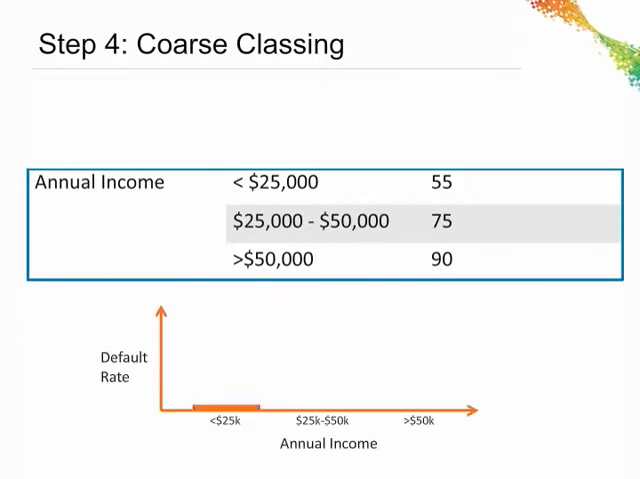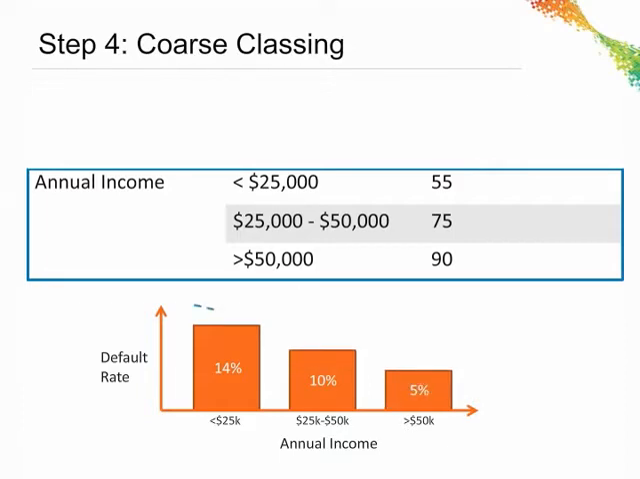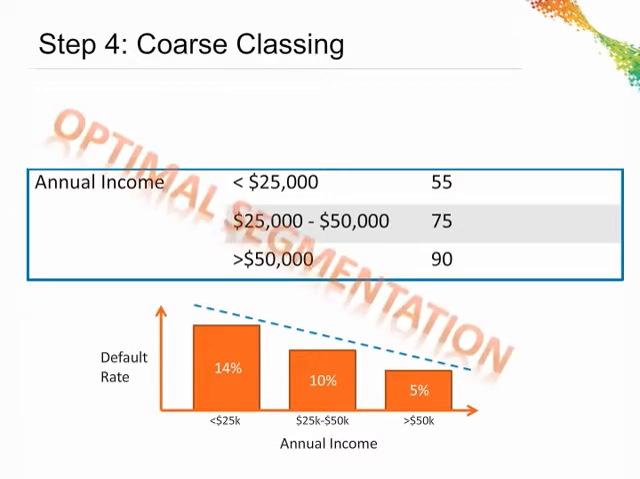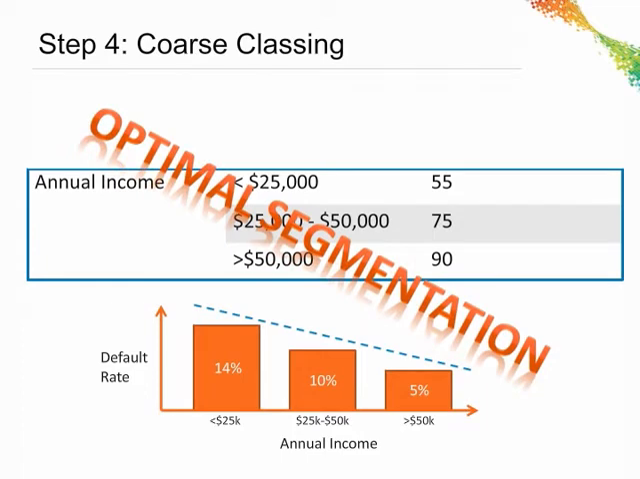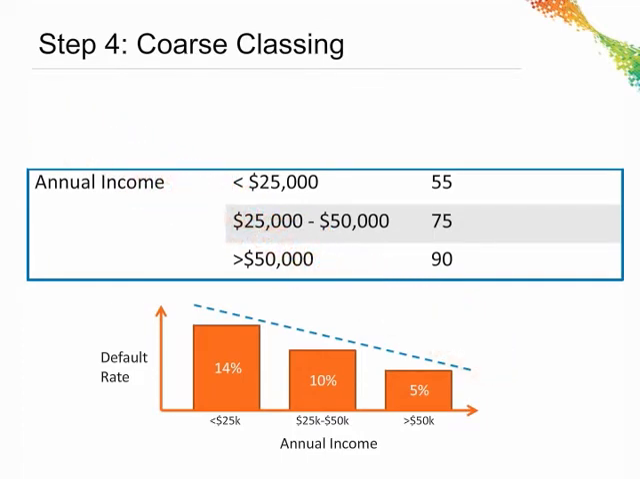If we look at the chart at the bottom of the slide, we see the default rate versus the segments. We notice that there is a slope that shows the higher the income, the lower the rate of default. We need to select the boundaries of these segments such that we maximize this slope, making it as steep as possible, thus increasing these segments' power in predicting customer default. This kind of segmentation is called optimal segmentation and is usually done using decision tree algorithms.